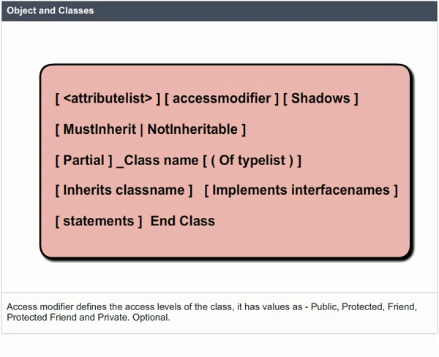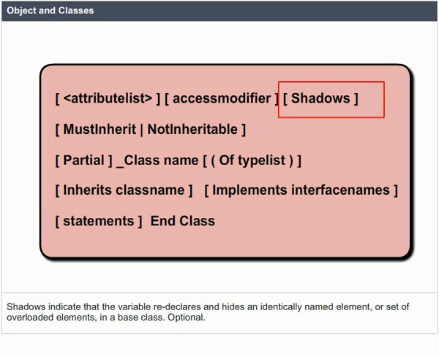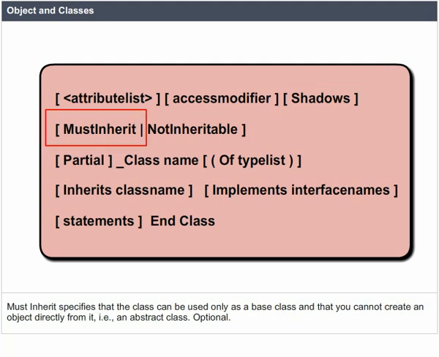Optional. Shadows indicate that the variable redeclares and hides an identically named element or set of overloaded elements in a base class. Optional. MustInherit specifies that the class can be used only as a base class and that you cannot create an object directly from it. That is an abstract class.